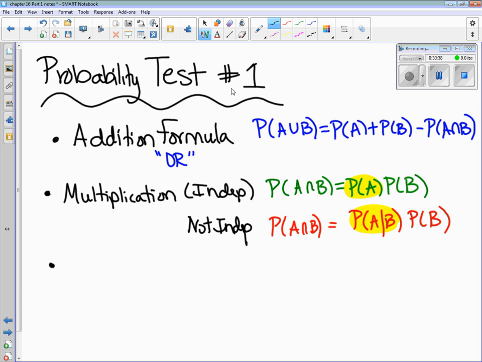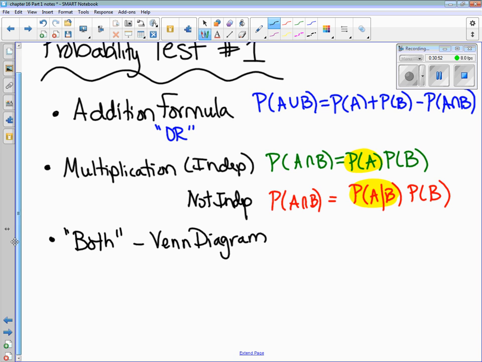What if I see the word both as a key word? What does that tell me that I'm going to be doing? The diagram, good. You're also going to need to look at some contingency tables, kind of like on the quiz that I just handed back to you. Can you use a contingency table to come up with some conditional probabilities and things like that?